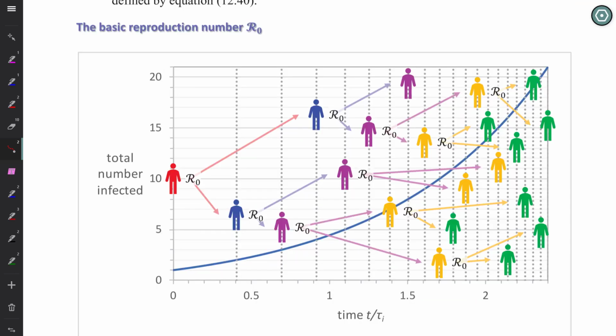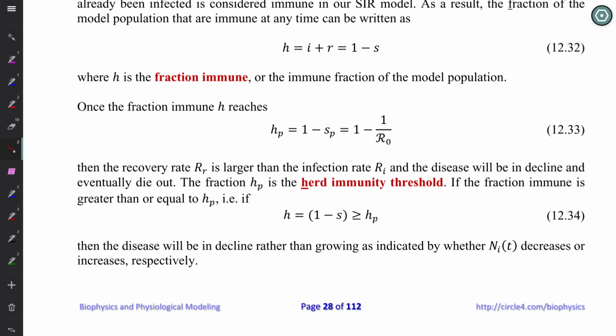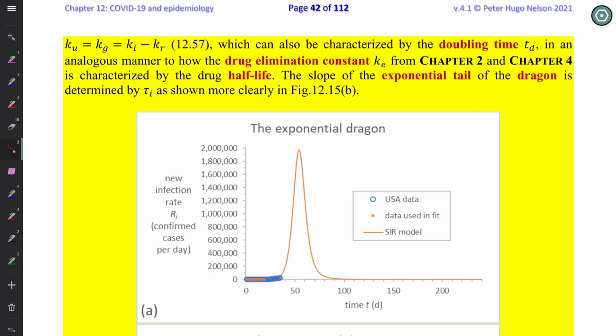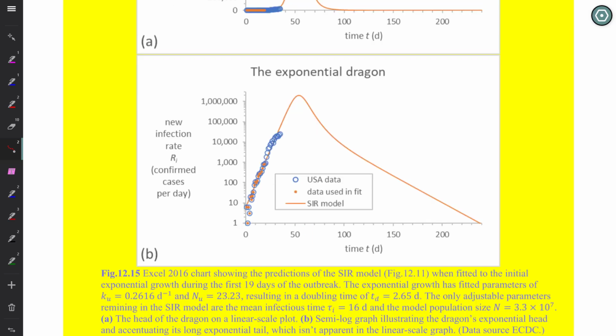The SIR model is both the origin of the basic reproduction number, which indicates how many people an infectious person can infect, and the concept of herd immunity. When you fit the SIR model to the first 19 days, it predicts a rather alarming exponential growth that eventually tops out at about 2 million infections per day. I call this the exponential dragon. On a semi-log graph, it has a rather characteristic inverted V shape that we'll talk more about later.